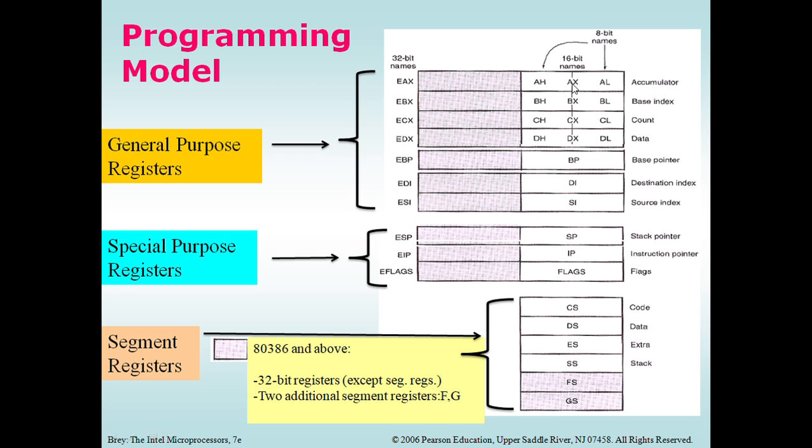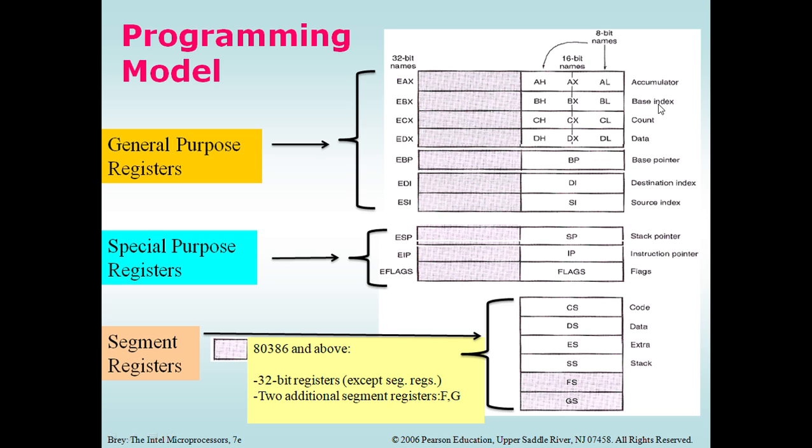And in the later microprocessors, where the accumulator is available as a 32-bit register, which is the extended version of the accumulator, the name EAX, which means extended accumulator, is used to access the 32-bit register.